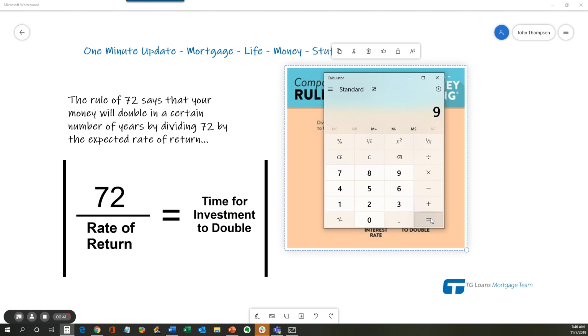Very interesting. So think about an initial sum of $10,000 being put in. It's going to double in 9 years. So in 9 years, it becomes $20,000. And what happens after that? Another 9 years. In 18 years, it becomes $40,000. Right. So there you go.